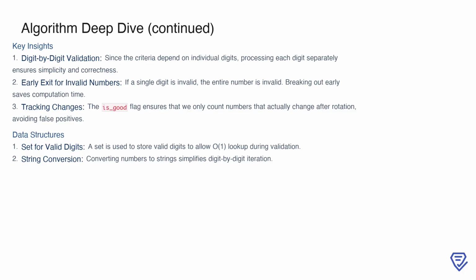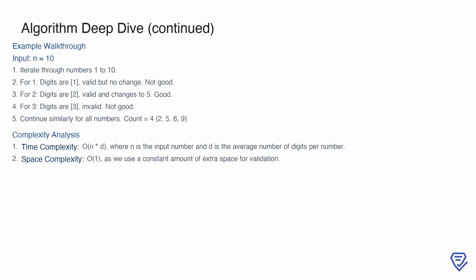Now, let's consider the supporting data structures. A set is used to store valid digits, enabling O(1) lookup during validation. Additionally, converting numbers to strings simplifies digit-by-digit iteration, as we can easily access each character and check it against our rules. Let's go through an example to see the algorithm in action.